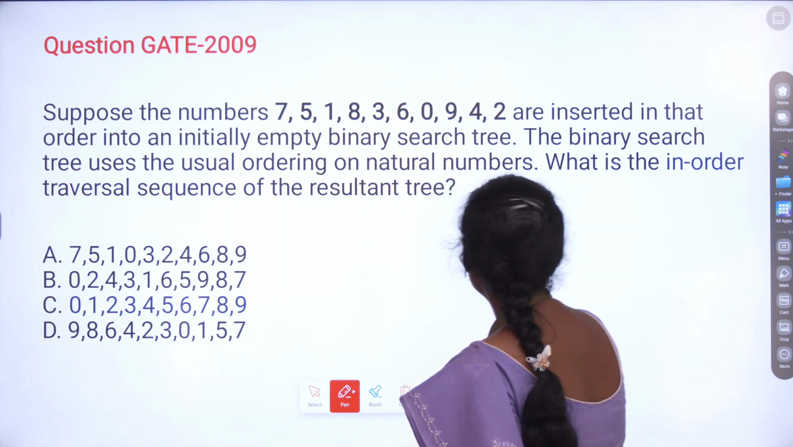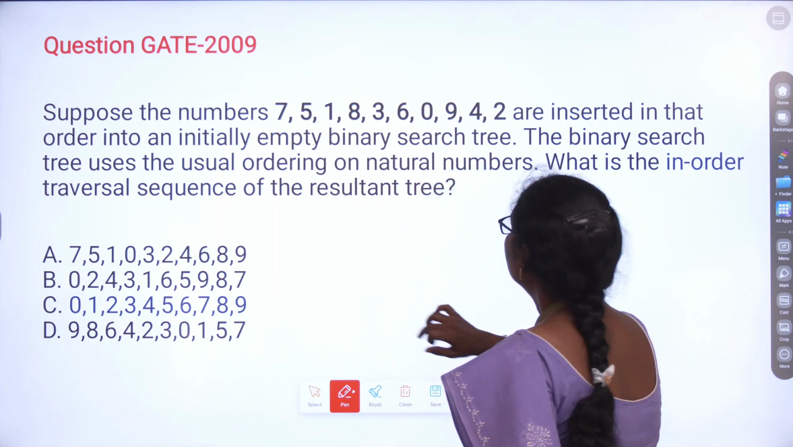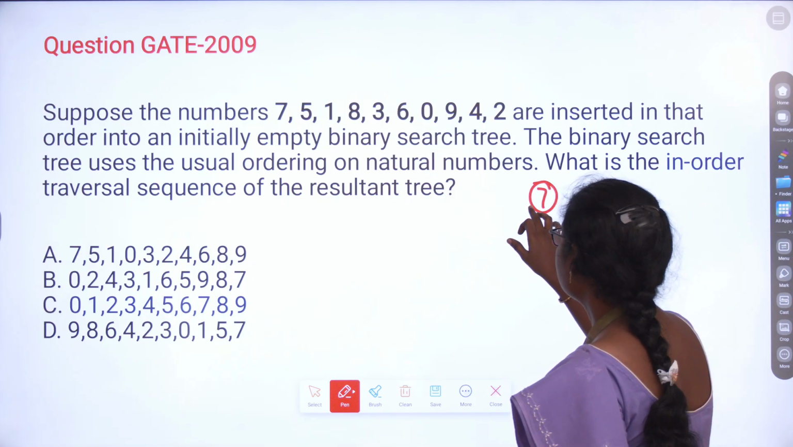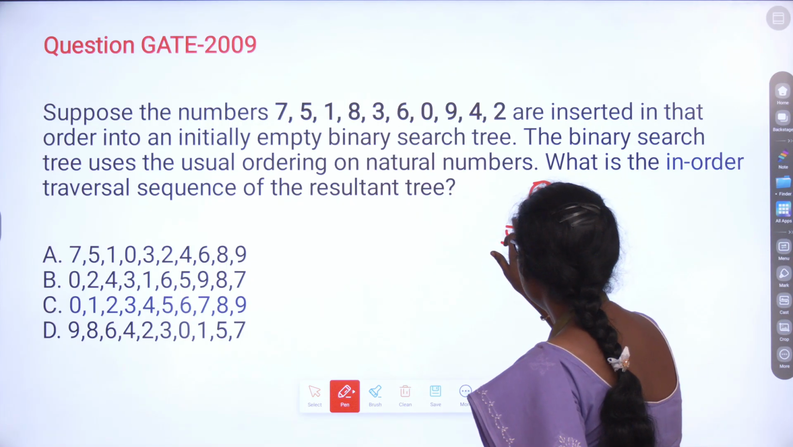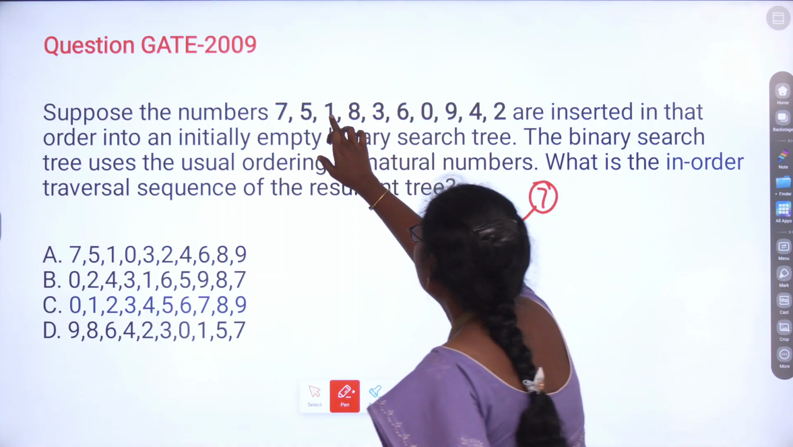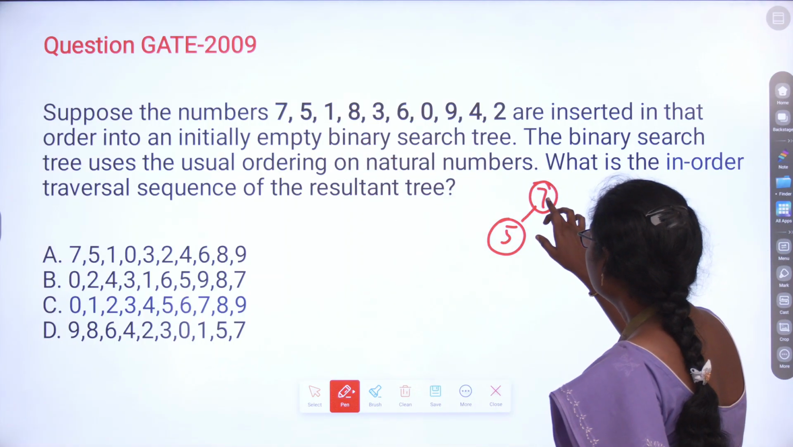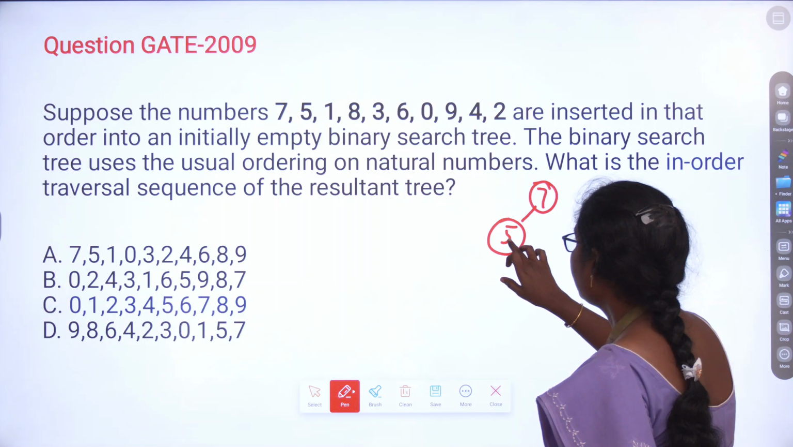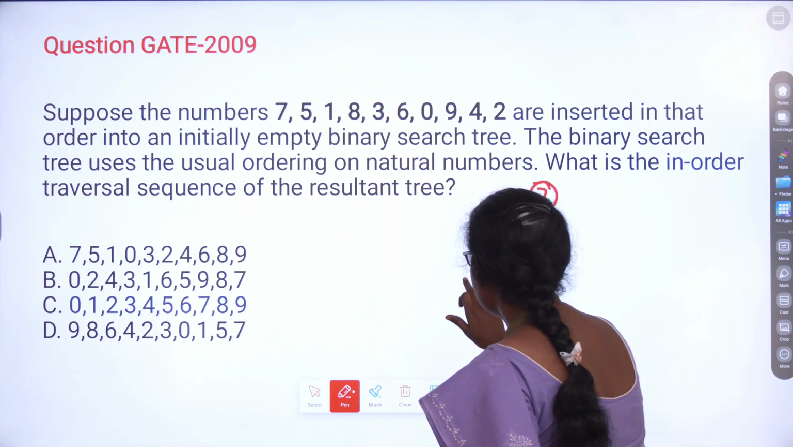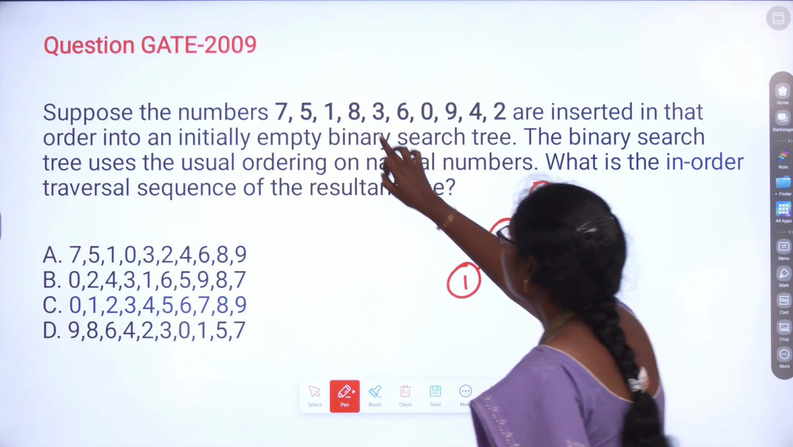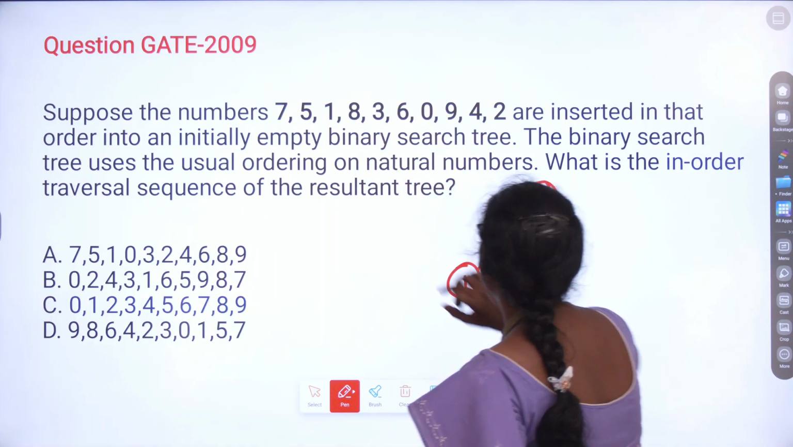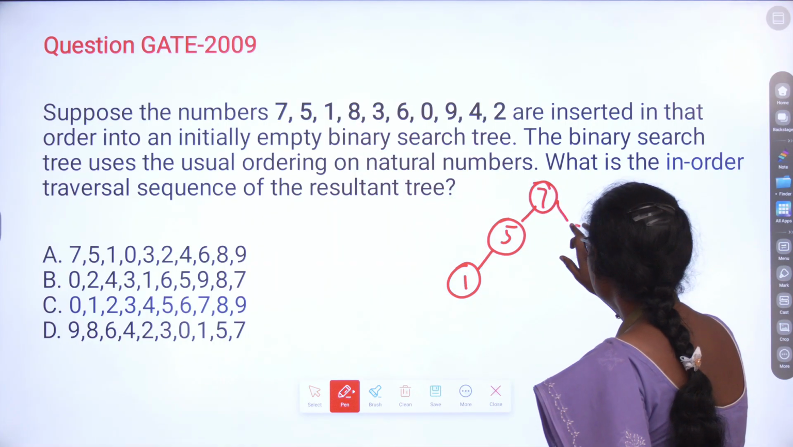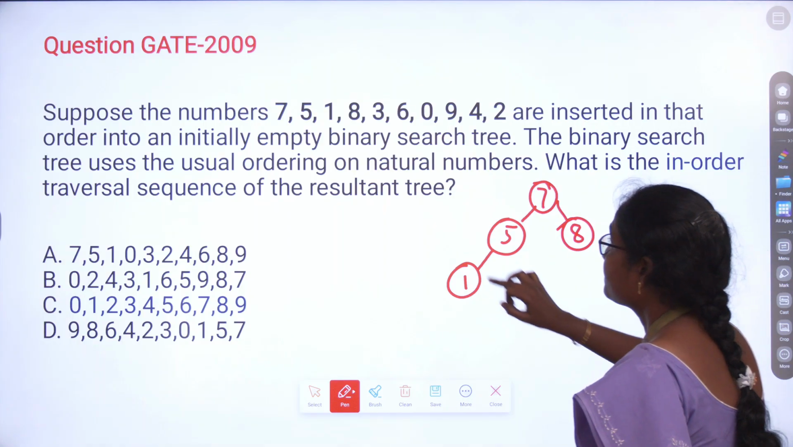So first is 7. Next one is 5. You compare 5 with 7, which is lesser, so insert on the left side. Then 1: compare with 7, 1 is lesser than 7. Then compare with 5, 1 is lesser than 5, then insert on the left side. Take the next element, that is 8. You compare 8 with 7, which is greater, so insert at the right side.